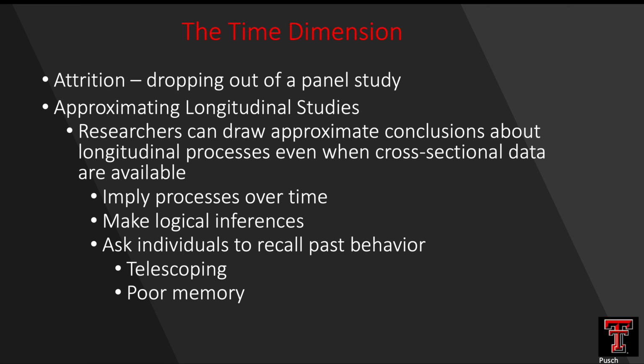There's problems with asking individuals to recall their past behavior. Again, people have bad memory. They might just not remember things properly. Maybe they say, oh yeah, I was victimized in 2023, but it turns out they were victimized in 2022. We call this telescoping, where something, either an important event or a traumatic event, might seem more recent than it actually was. So these are things we're going to have to deal with if we're trying to approximate a longitudinal study.